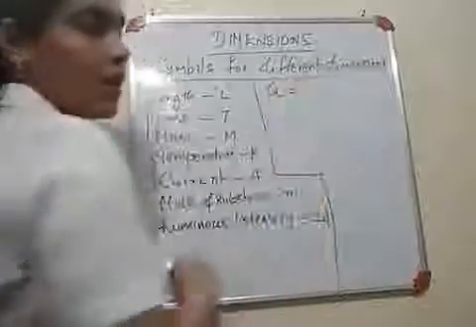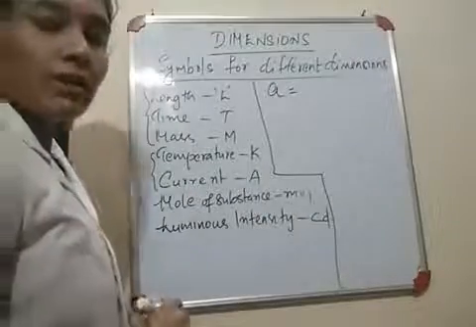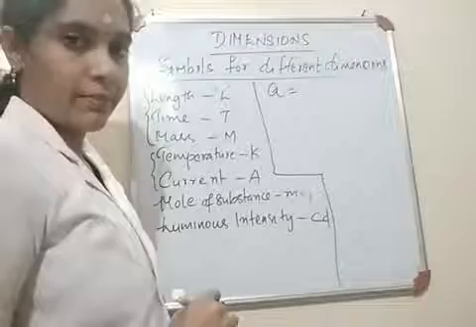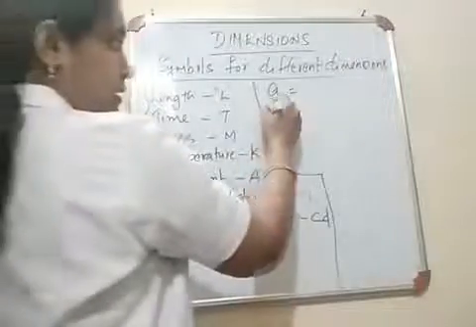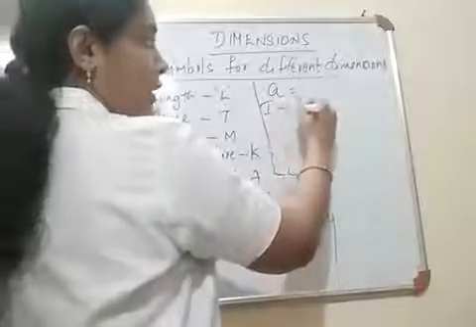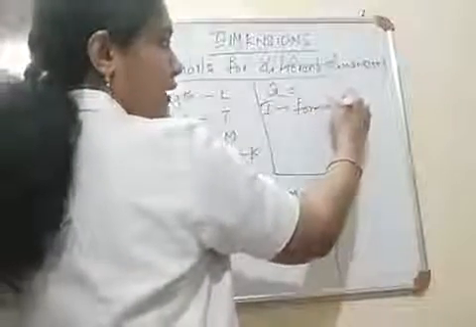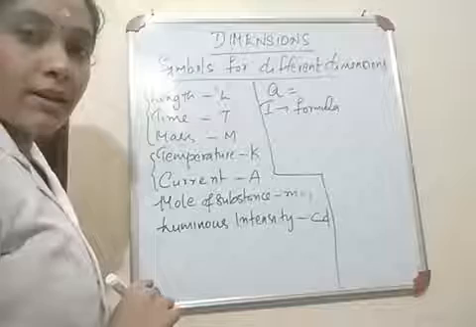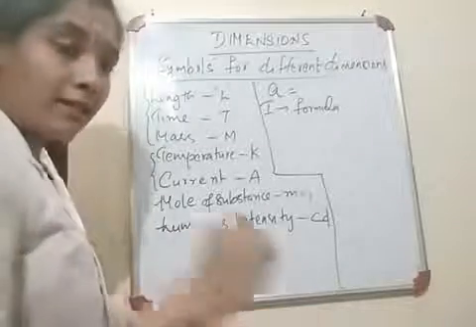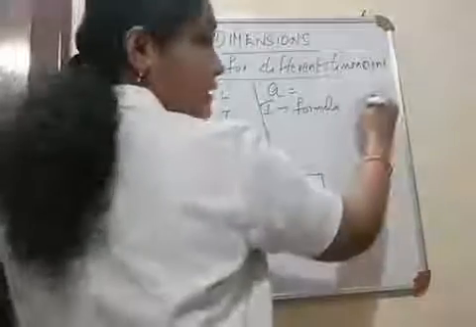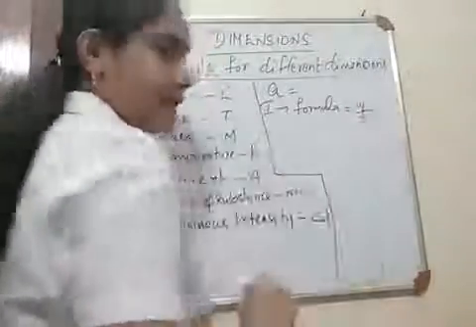Acceleration. How will you find out the dimensional form of acceleration? So what is the method? There are mainly 3 steps. First is write the formula. Okay, what is the formula to find out acceleration? It is change in velocity by time. So formula is change in velocity by time or velocity by time.